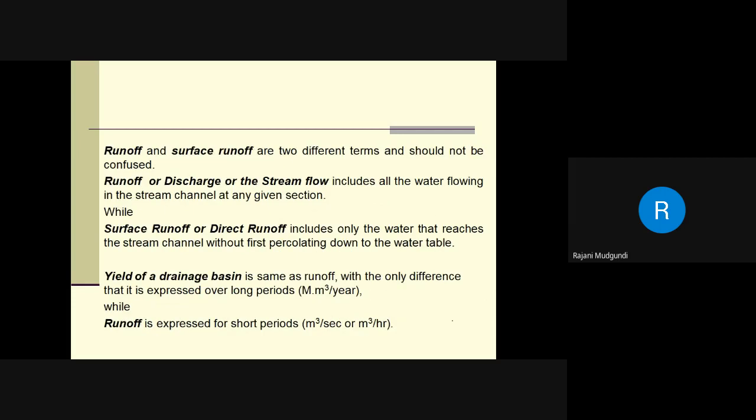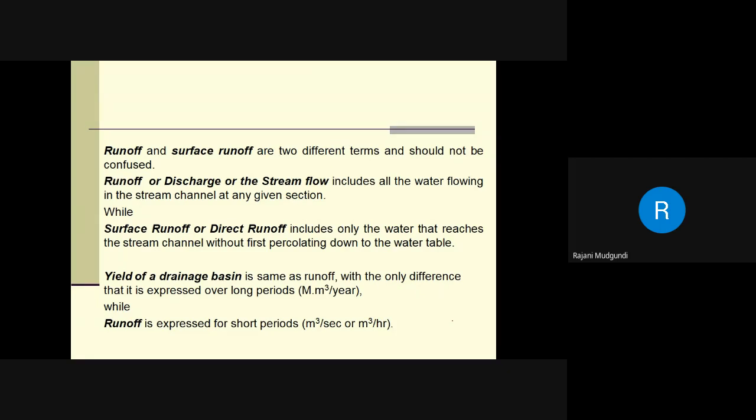So the two terms runoff and surface runoff are two different terms and should not be confused. So what is the basic difference between these? Runoff or discharge or stream flow includes all the water flowing in the stream channel at a given section, right? So some part of water from the groundwater or base flow will join the stream. Some of the overland flow will be available in the stream, and the direct precipitation which is occurring on the river will again be a part of runoff.